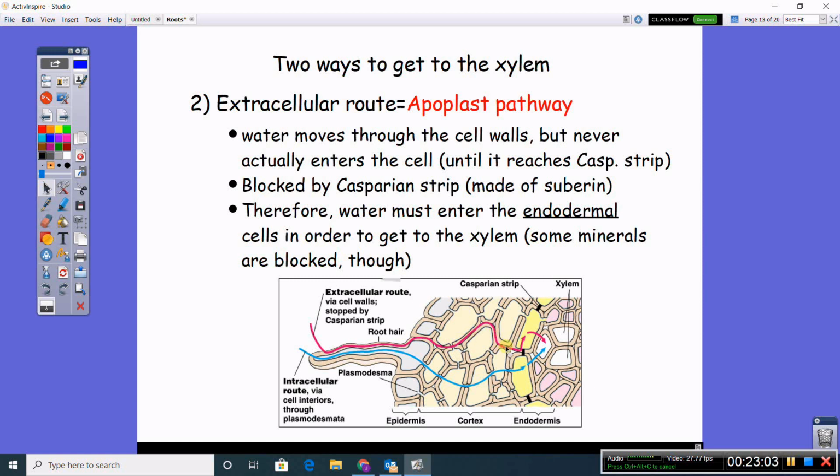travels within the cell walls, and notice when it gets here, this black is the Casparian strip that is in between endodermal cells in the cell wall. So the function of that Casparian strip is to force that water droplet to now enter the cytoplasm of an endodermal cell, and then it'll go through a layer called the pericycle, and then it can enter the xylem.